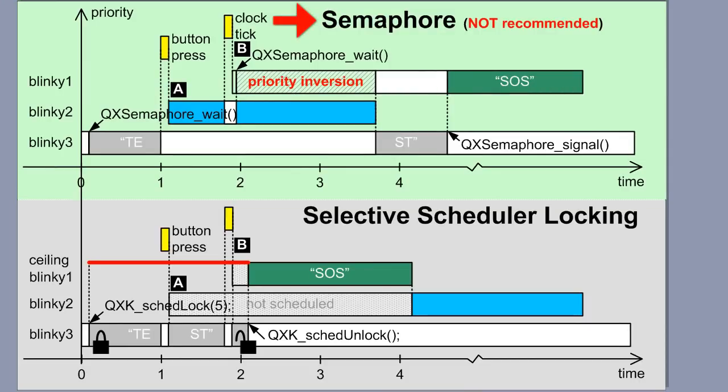In the case of the classic semaphore, the button press at time A caused scheduling the Blinky2 thread because its priority was higher than the currently running Blinky3. At some later time B, the highest priority Blinky1 was scheduled, but it was immediately blocked on the semaphore, because the semaphore was already taken by Blinky3. This allowed Blinky2 to run for as long as it wanted, creating the unbounded priority inversion problem.